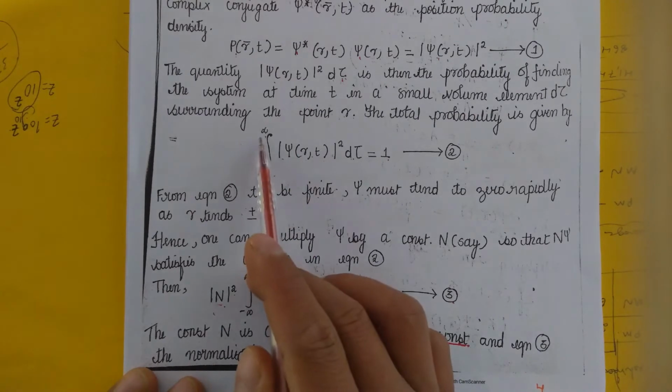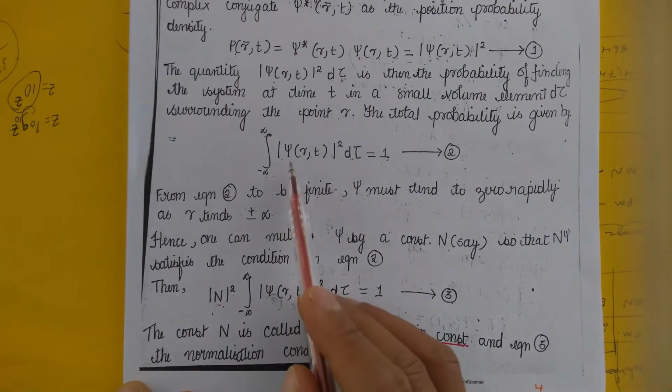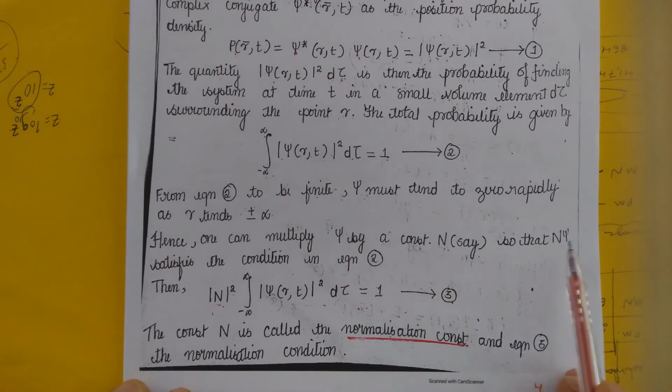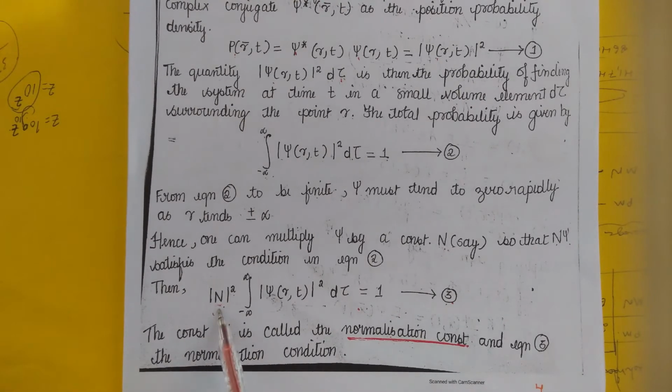Now for this equation 2 to be finite, psi must tend to 0 when r goes to minus infinity and infinity. In order to satisfy that condition, we multiply psi by a constant N, so we get N psi. If we substitute N psi instead of psi in equation 2, we get equation 3. From this equation, N is called the normalization constant, and equation 3 is called the normalization condition.